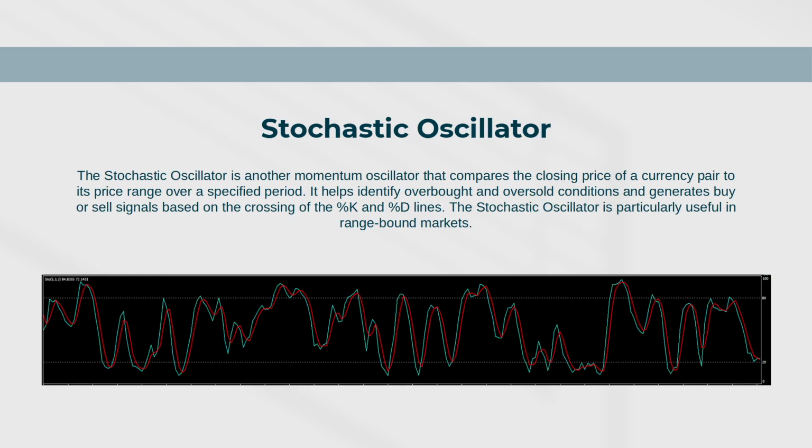Stochastic Oscillator. The stochastic oscillator is another momentum oscillator that compares the closing price of a currency pair to its price range over a specified period. It helps identify overbought and oversold conditions and generates buy or sell signals based on the crossing of the %K and %D lines. The stochastic oscillator is particularly useful in range-bound markets.